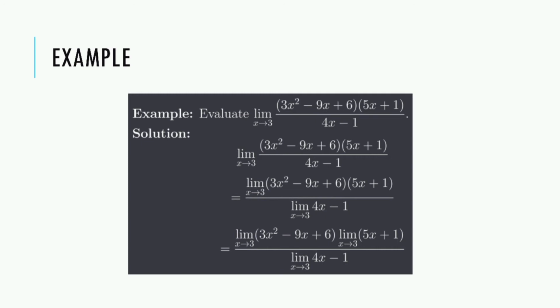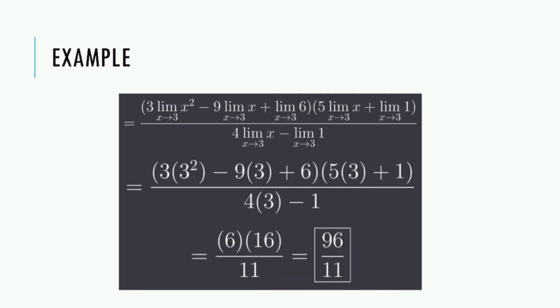In that, we can also apply the sum theorem. So now we will have 3 multiplied by the limit of x squared as x approaches 3 minus 9 multiplied by the limit of x as x approaches 3 plus the limit of 6 as x approaches 3, all multiplied by 5 times the limit of x as x approaches 3 plus the limit of 1 as x approaches 3, all over 4 times the limit of x as x approaches 3 minus the limit of 1 as x approaches 3.